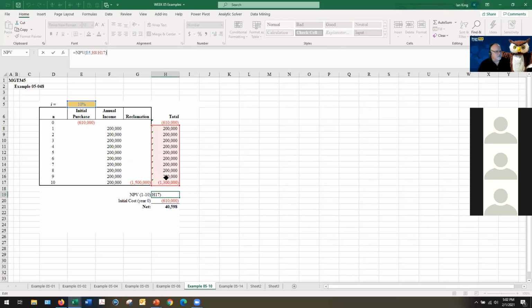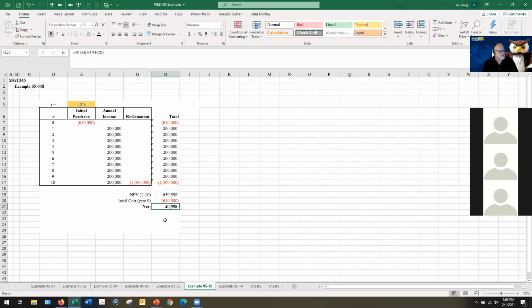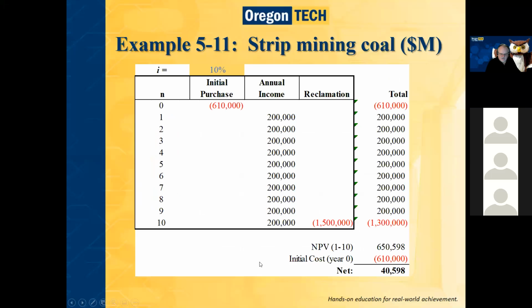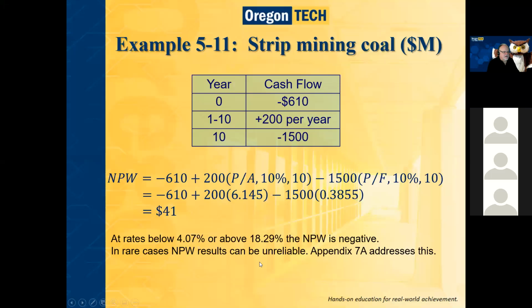The fact that I suddenly go from positive, positive, positive to negative here, or if I had negative in the middle because I had to suddenly add extra maintenance costs, net present value can handle that. So getting net present value of 1 to 10 is 650,000, plus the $610,000 I had to pay for the mine in the first place is 40,598, which is equal to what the book calls 41.